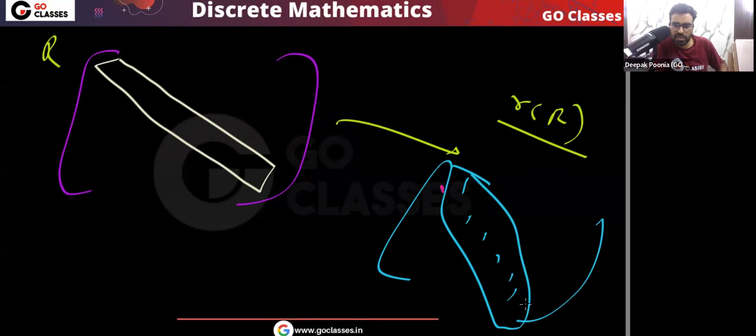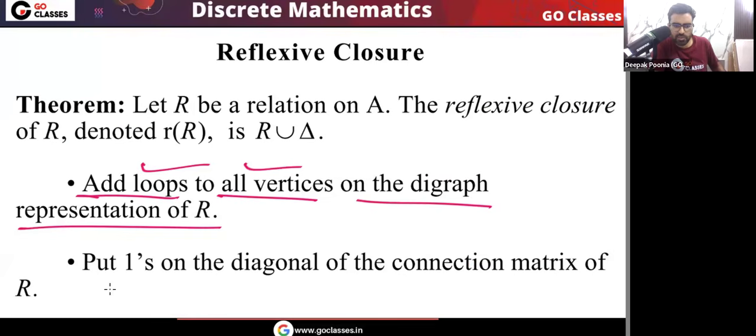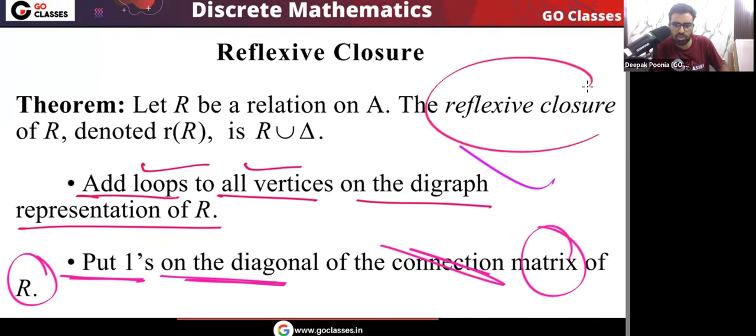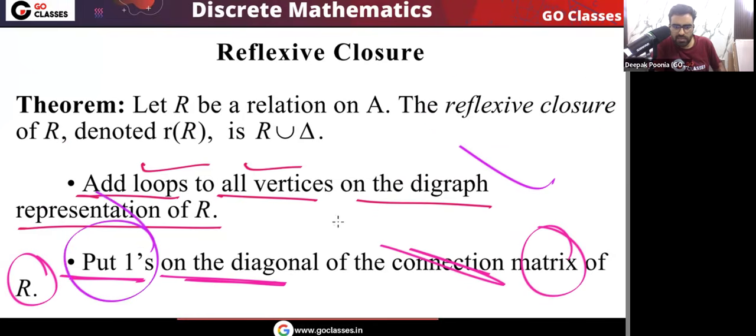Put ones in the main diagonal. That is what is written here. Put ones on the diagonal of the matrix representation of R. Okay, very easy. So if the graph is given, then also you can find the reflexive closure by adding the self loops to all the vertices. And if the matrix representation is given, then also you can find the reflexive closure by putting ones on the main diagonal. Okay, very simple.